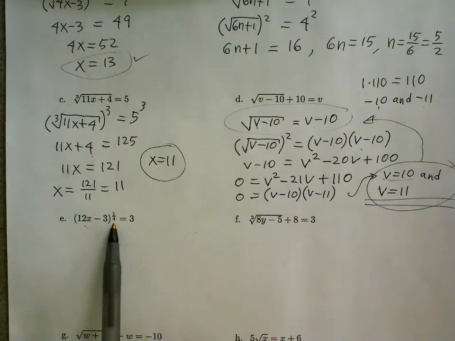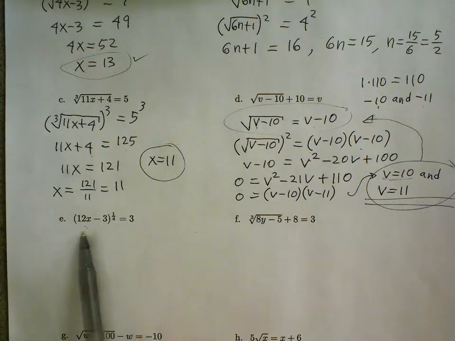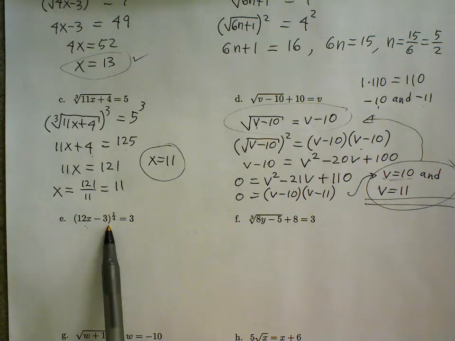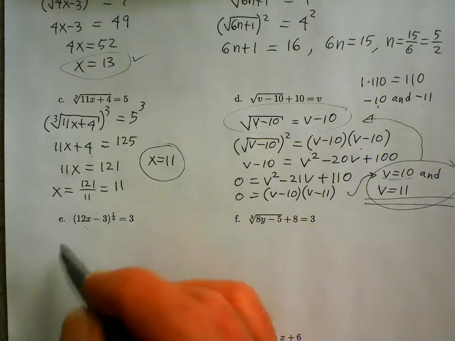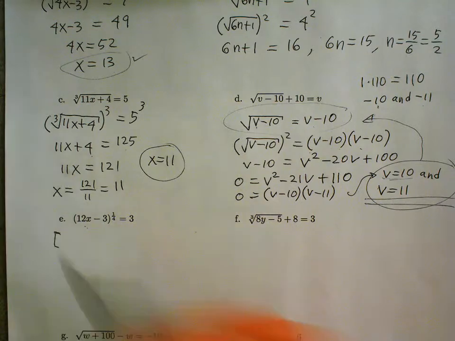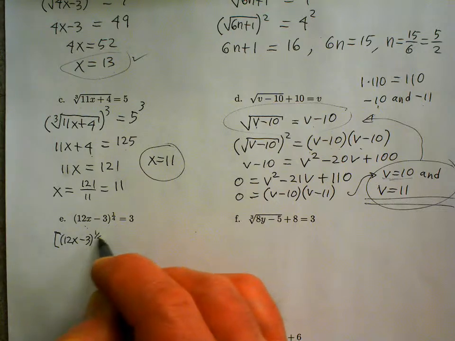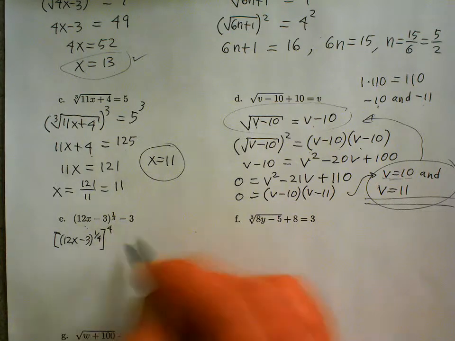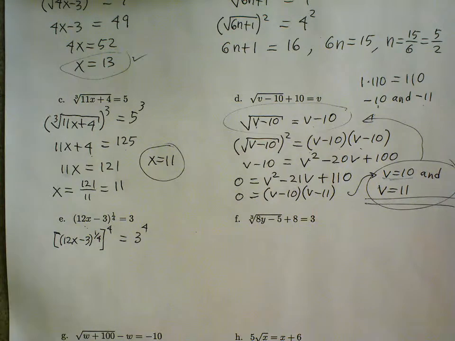If we have something raised to the 1/4 power, that's equivalent to a radical with index 4. So we don't need to convert it to a radical, but you can if you want. But since it's 12x minus 3 to the 1/4, we want to raise both sides to the 4th power. So we get 12x minus 3 to the 1/4 raised to the 4th power, and then raise the right-hand side, 3 to the 4th power also.